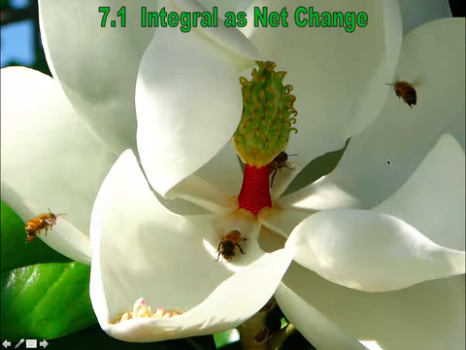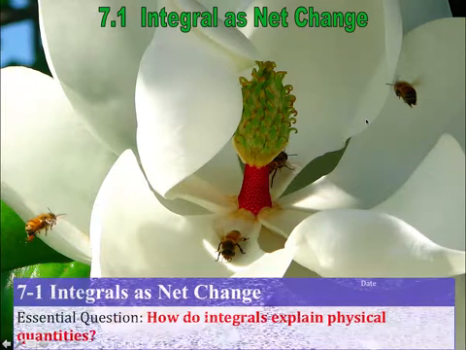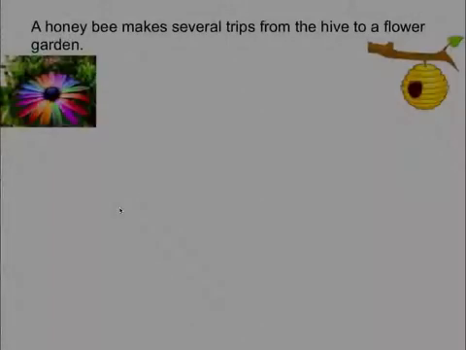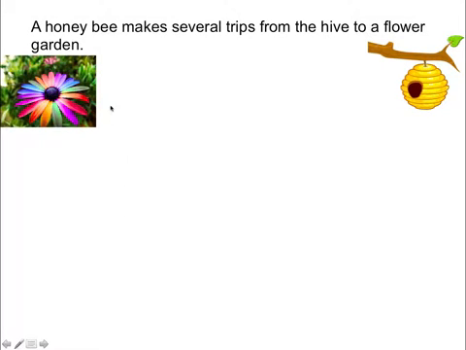Okay, so this is section 7.1, integrals as net change. What we're looking at is how we can use the integral and the value of the integral to explain physical quantities. And so we're going to start out by talking about a honeybee making several trips from the hive to a flower.